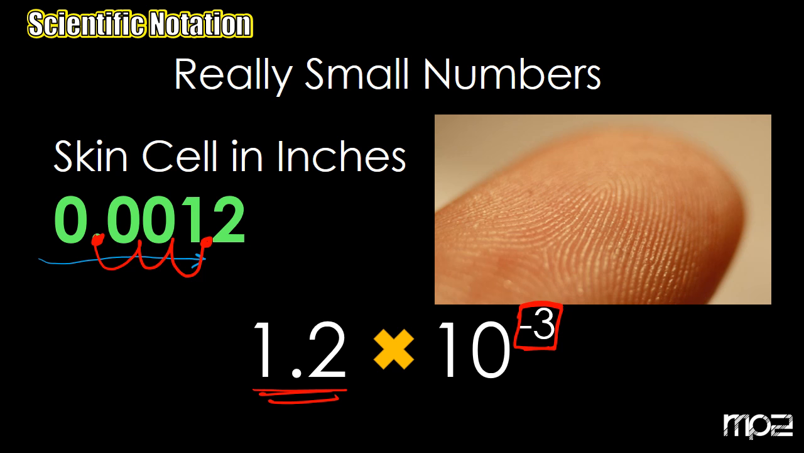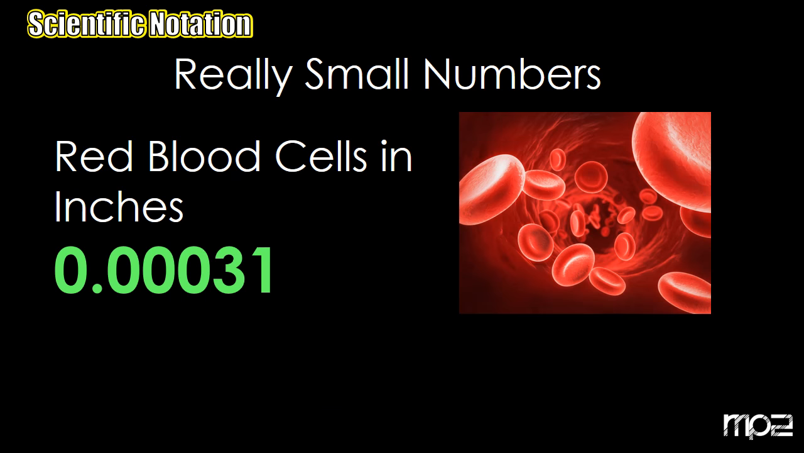Remember when we did introduction to exponents and we talked about the powers of 10, when you have a negative exponent, it's going to help us to write really small numbers here. Since I moved this 3 place values, and I'm using the decimal for really small numbers, I'm using the negative exponent. How about the red blood cells in inches?